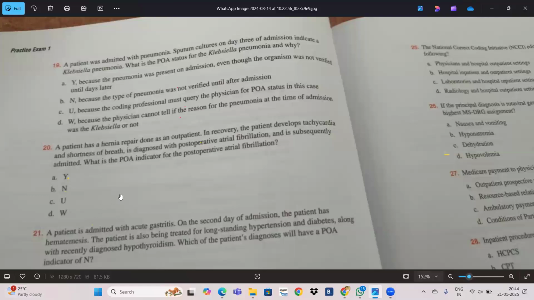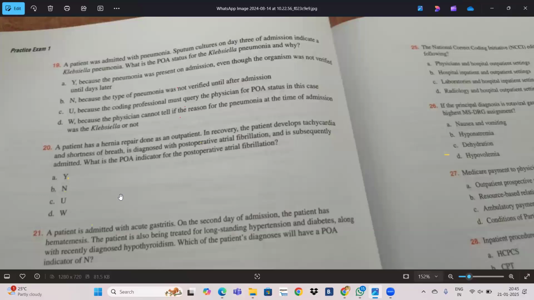Patient is admitted with acute gastritis. On the second day of admission, the patient has hematemesis. The patient is also being treated for long-standing hypertension and diabetes, along with recently diagnosed hypothyroidism. Which of the diagnoses will have POA-N? Hypothyroidism? Guys, recently diagnosed hypothyroidism, they are saying. Then why would it be N? Recently means from previously diagnosed.